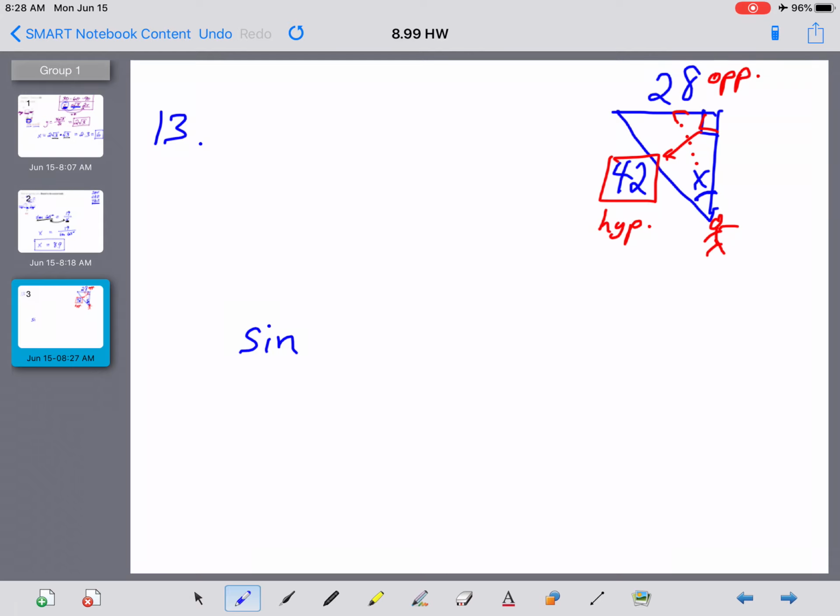So we write sine, and we always follow it up with our angle. This time we don't know what the angle is, so we'll put an x there. So sine of x is equal to, leave yourself some space, and then we'll put our fraction for our ratio here. Sine is the ratio of opposite leg over hypotenuse. Our opposite leg is 28, and our hypotenuse is 42.